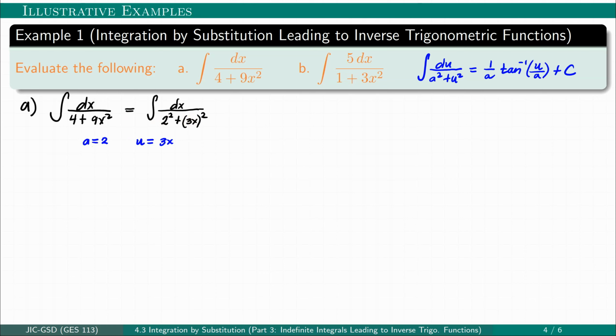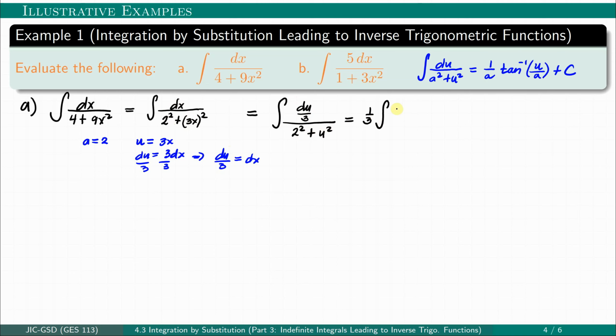and our u, we can let it be 3x. Now du here will be 3 dx, or we can divide this by 3 and get du over 3 is just equal to dx. Now using this information, we can rewrite this integral as: dx will be replaced by du over 3, divided by 2 squared plus the 3x, which will be replaced by u, and this will be raised to the second power.